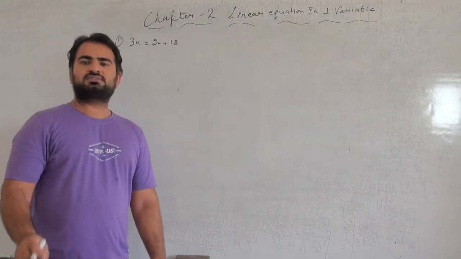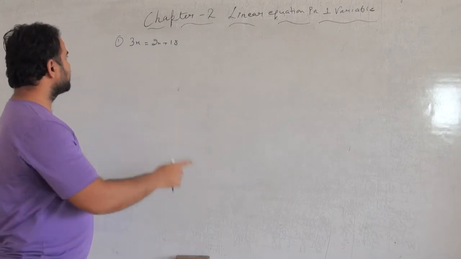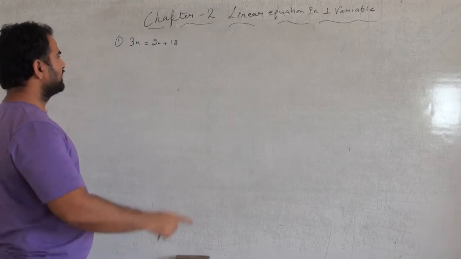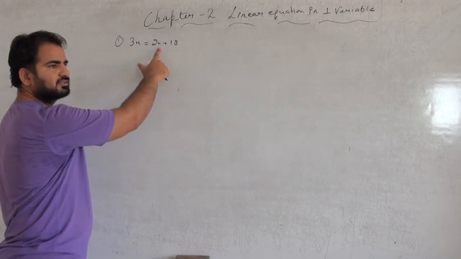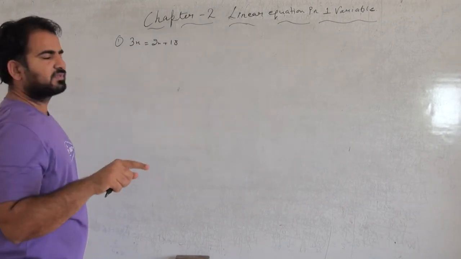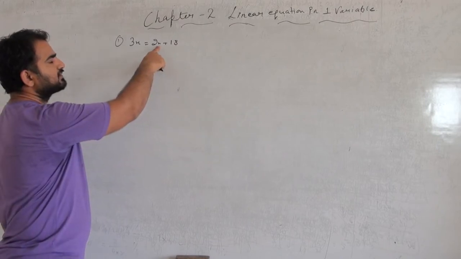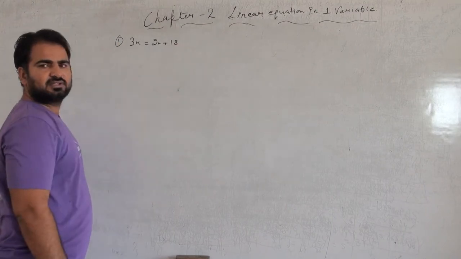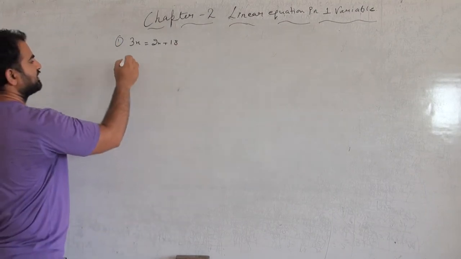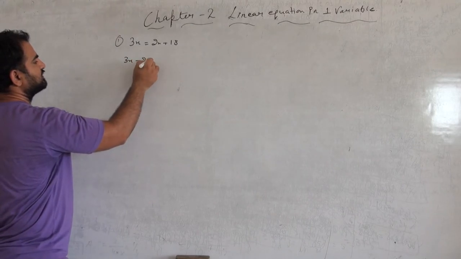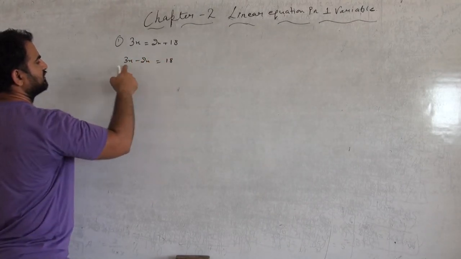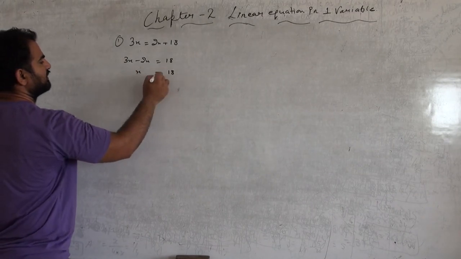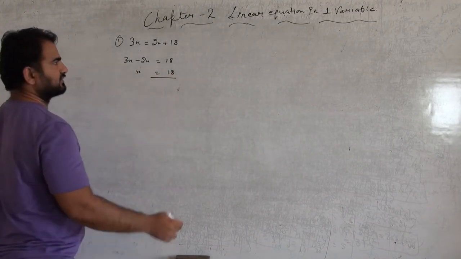Okay, so class, in these type of questions when you are given two variables, so what you have to do? There are two variables x and x, but variables are same. So what you have to do is just place all the variables on one side and constant on other side. So it will be 3x minus 2x equals to 18. So 3x minus 2x will be x equals to 18. This is our final answer.